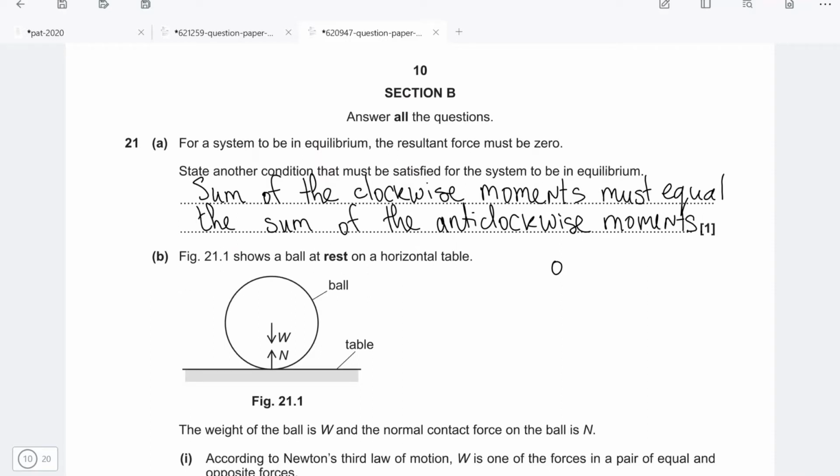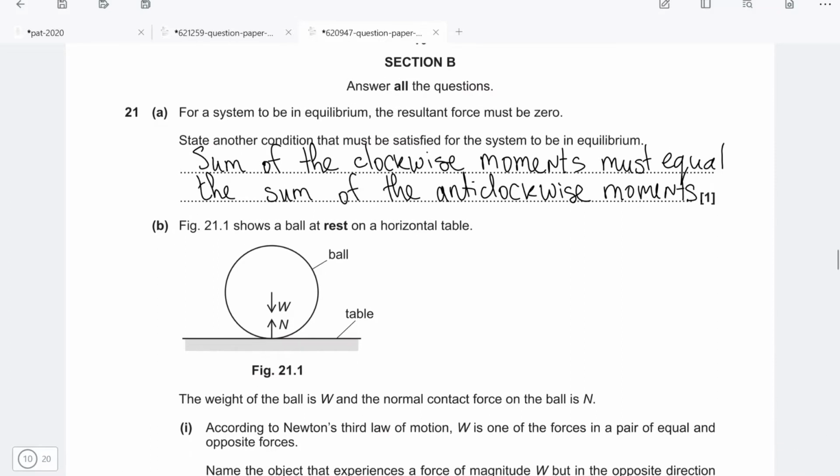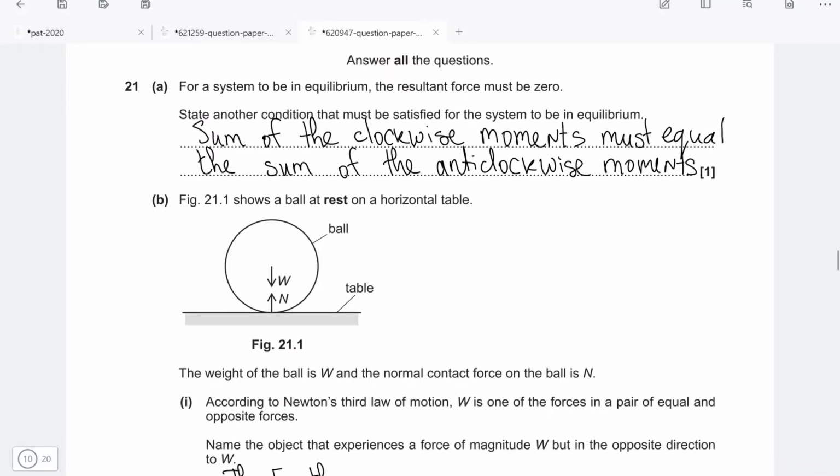The next question is really interesting. Figure 21.1 shows a ball at rest on a horizontal table. Now the weight of the ball is W and the normal contact force on the ball is N. According to Newton's third law of motion, W is one of the forces in a pair of equal and opposite forces. Name the object that experiences a force of magnitude W but in the opposite direction. This is actually a little bit of a trick question. The correct answer is actually the Earth.